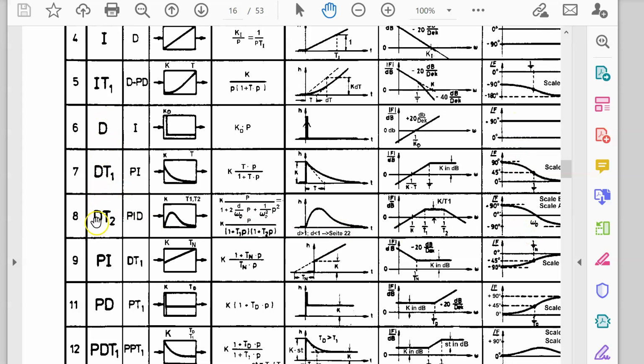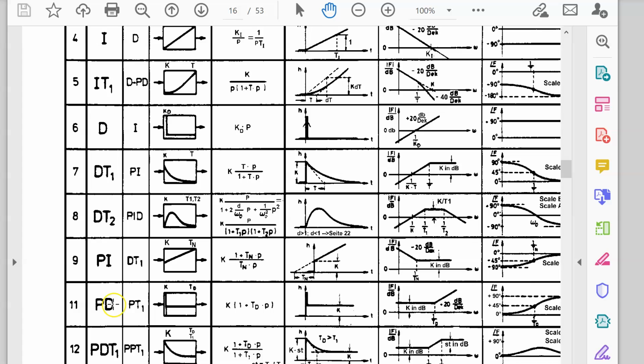The answer is no. Blocks 6, 7, and 8 contain a transfer function with a P, the naked P, in the numerator. That means in the DC case the gain is 0, and gain 0 in the DC case means a control error of 100%. That means cruise control in a car with an activated D or DT1 or DT2 controller will stop. So that's not really what we want.